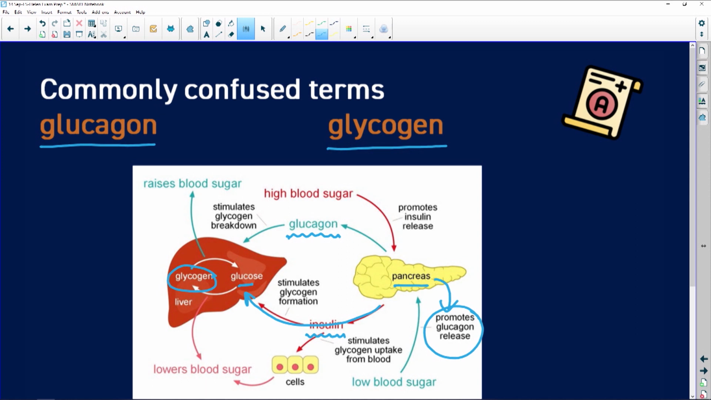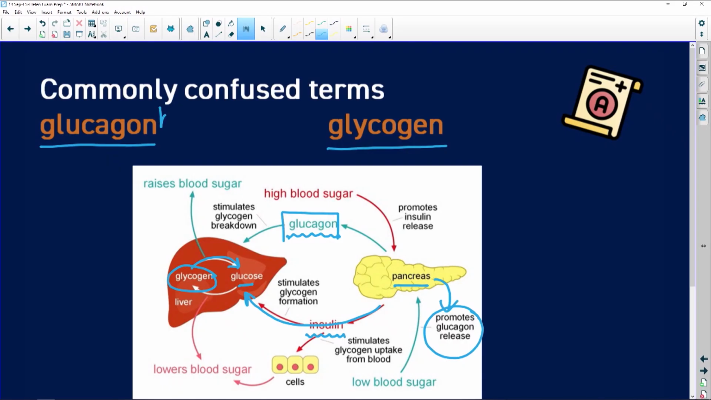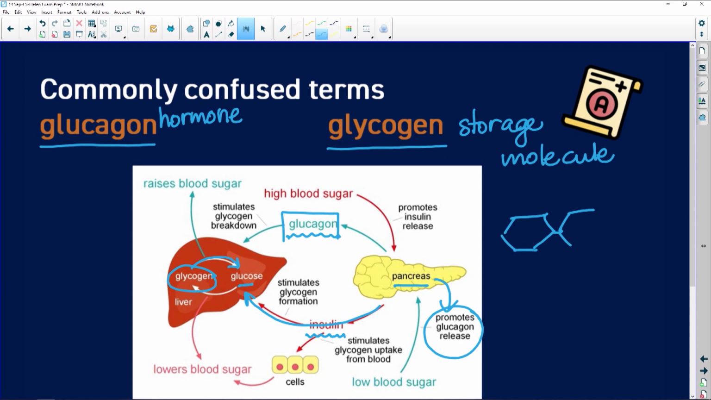Glucagon forces the cells to convert glycogen back into glucose. A wonderful example of negative feedback. So glucagon is the name of the hormone. Let's write it up here. And glycogen is a storage molecule. It is made up by taking many glucose molecules and linking them together to make storage molecules.